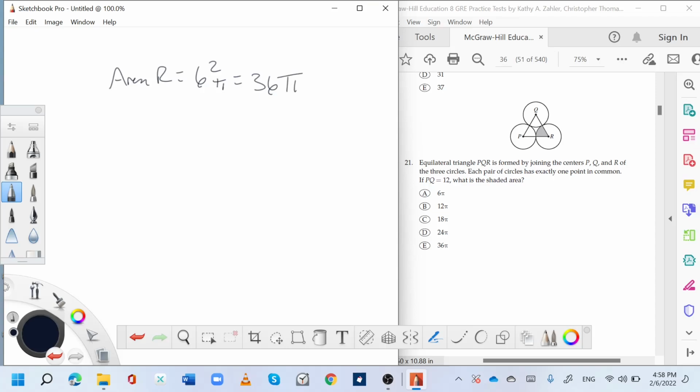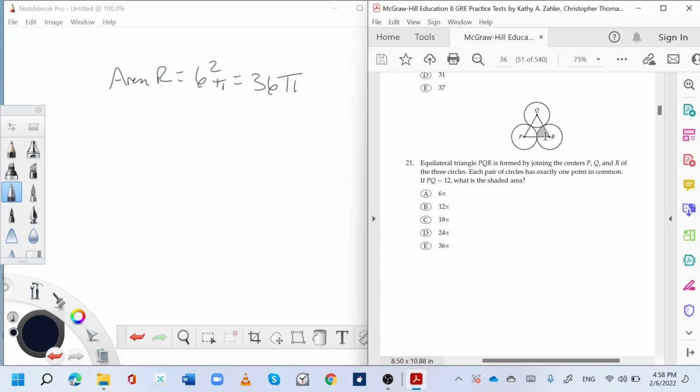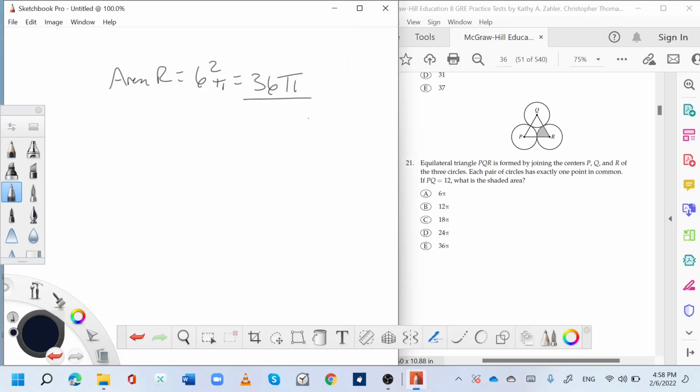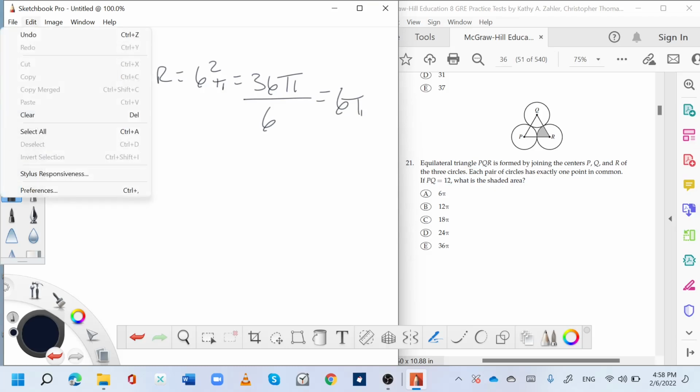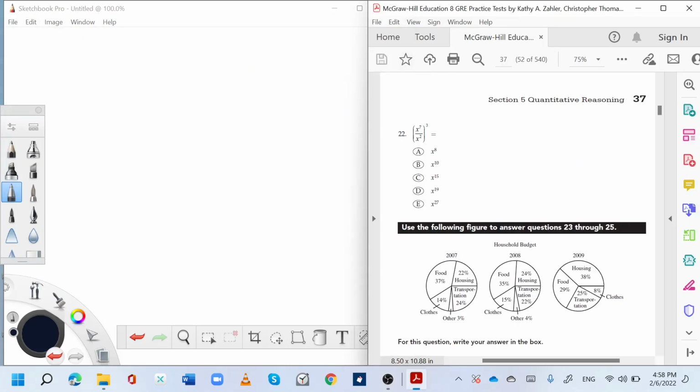And the shaded area, because we know that the interior angle of the equilateral triangle is 60 degrees, is 1/6 of the area for that sector. Divide by 6, and we get 6 pi. 6 pi is also known as 60 degrees. A is the answer. Alright, almost done.